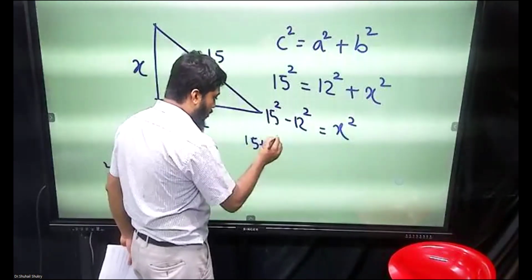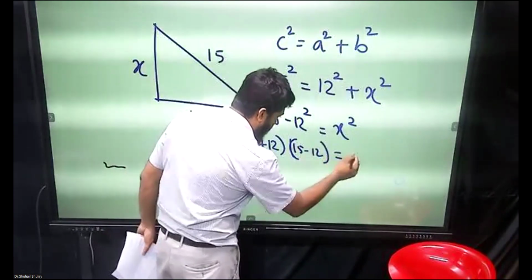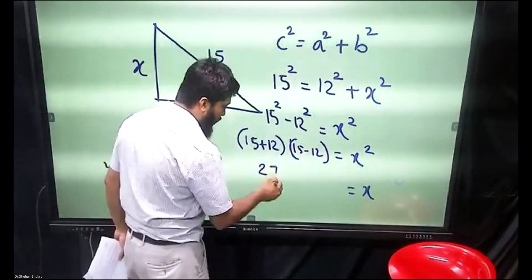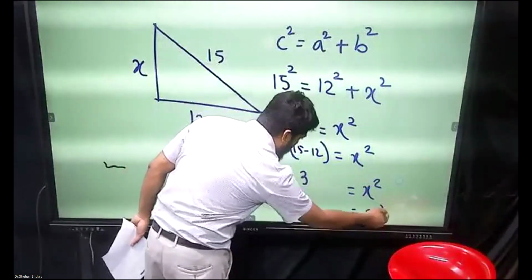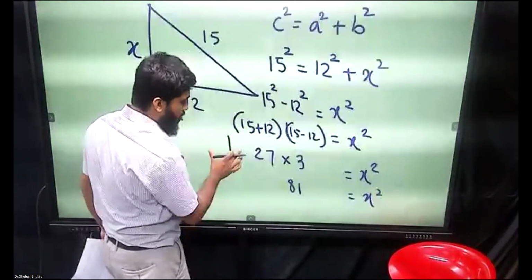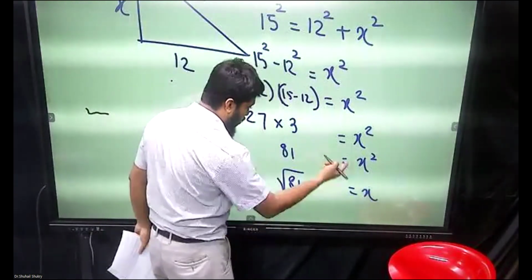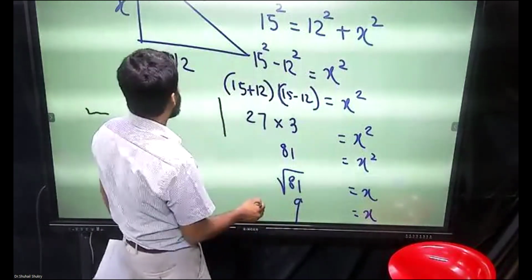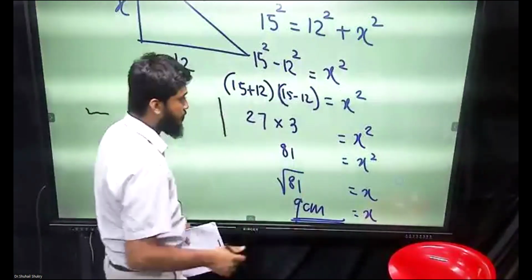These are easy techniques. 15 plus 12, 15 minus 12, you can write this. Equals x squared. 15 plus 12 is 27, 15 minus 12 is 3, so x squared is equal to 81. Then to get the value of x, you can write x is equal to square root of 81. When the square comes to this side it becomes a square root, so x is equal to how much? 9. Okay, this is centimeters. So 9 centimeters is the answer.